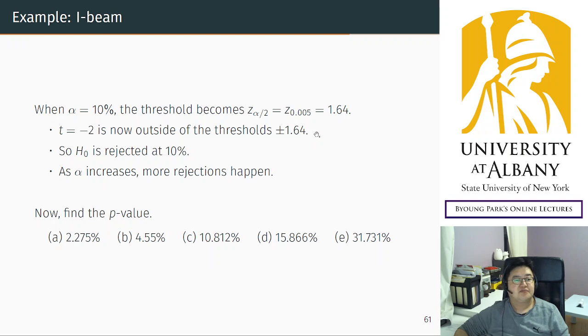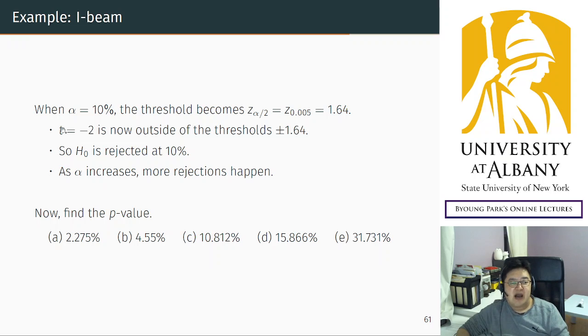And, a typo again here. So when alpha is 10%, the threshold should be 0.05 here, or maybe I changed the numbers. So the cutoff becomes 1.64. So you are rejecting much more when alpha increases. So your critical values get closer to the hypothesis. So you do not allow much margin. Smaller differences will be rejected.